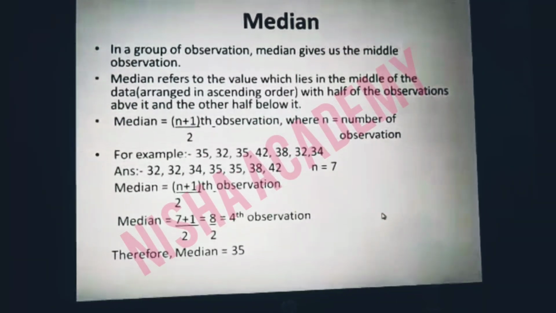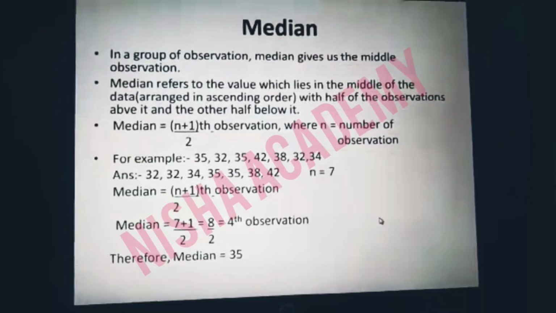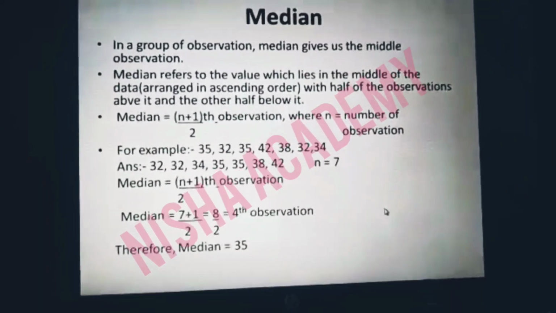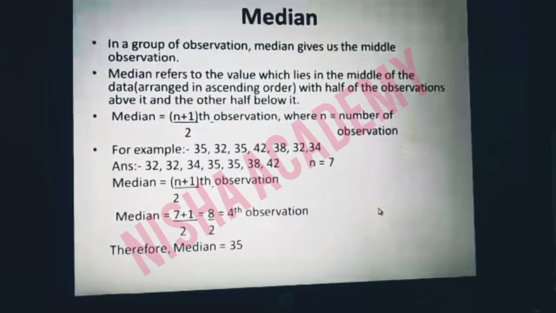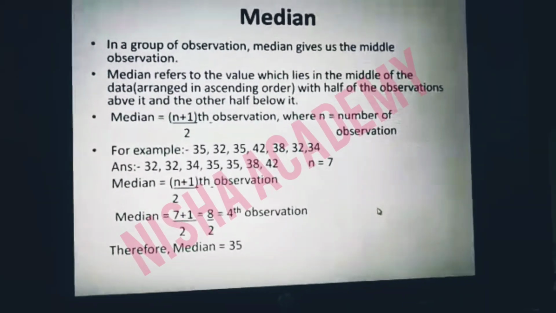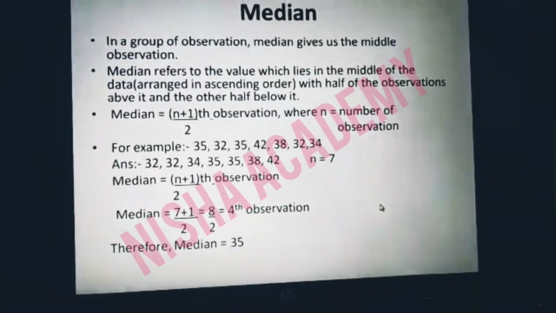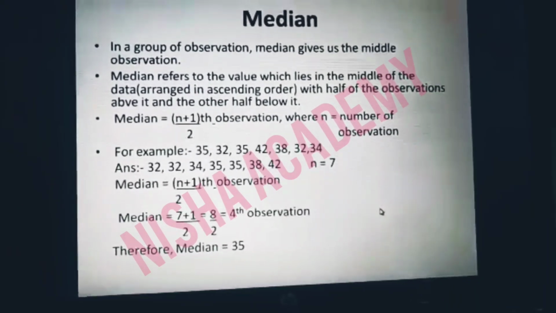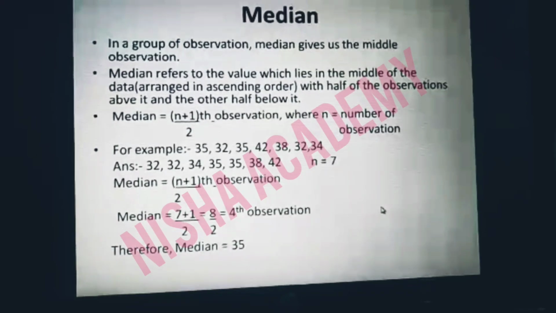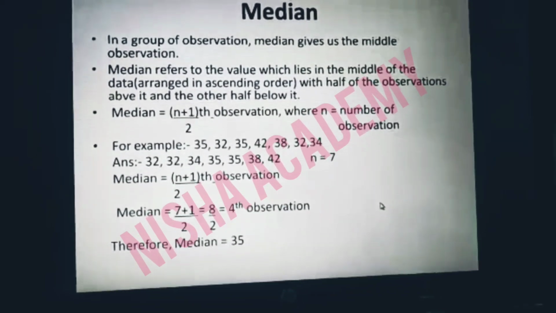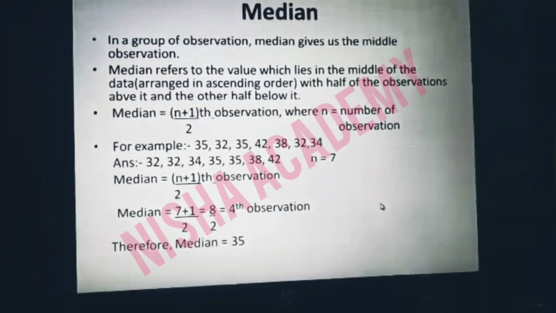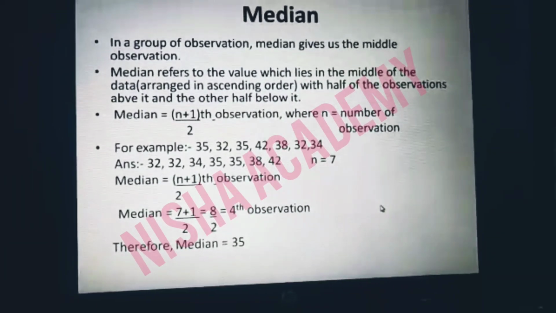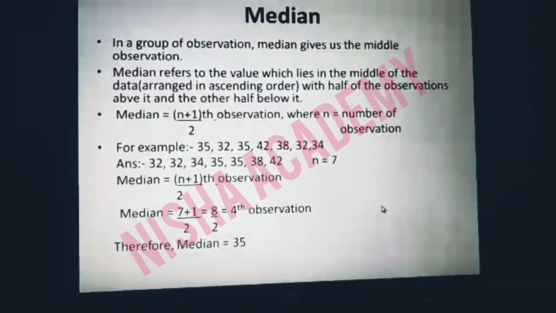Now our next topic is median. This is also one of the measures of central tendency. In the group of all observations, median gives us the middle observation, which is in the middle of the data. Median refers to the value which lies in the middle of the data arranged in ascending order, with half of the observations above it and the other half below it.